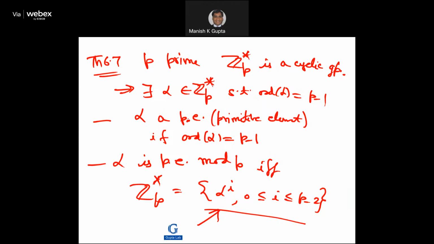So alpha is a primitive element. An element is a primitive element if its order is P minus 1, in ZP star I am talking about. Okay? Primitive element. So if alpha is a primitive element, then ZP star can be written as powers of alpha. And I think you might have seen that at the time of construction of the field with 4 elements, that alpha you use in the construction of the field is nothing but a primitive element, right? Because that's how everything is written in terms of powers of alpha. That is the observation that you might be remembering.